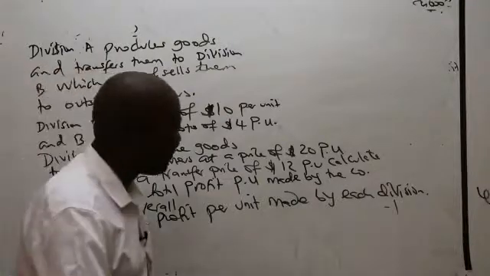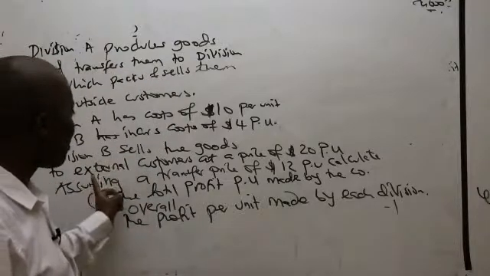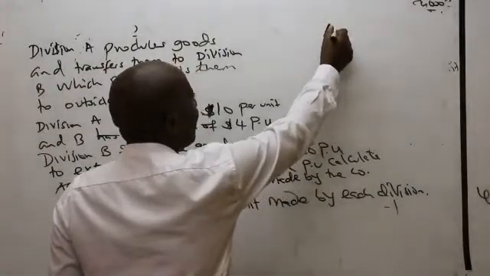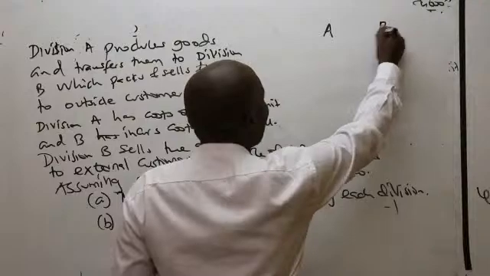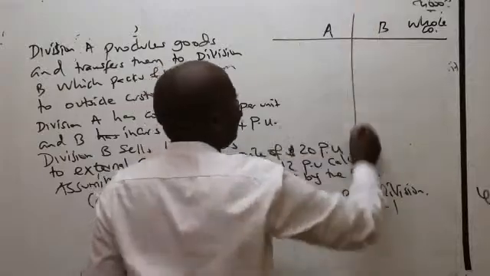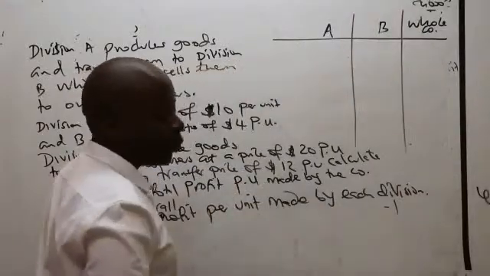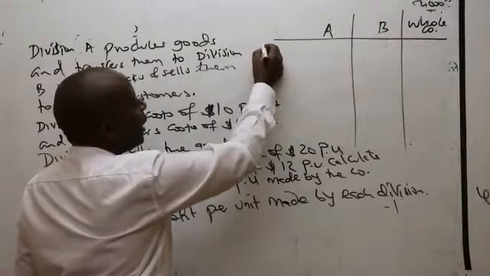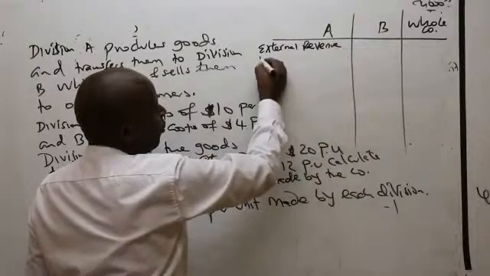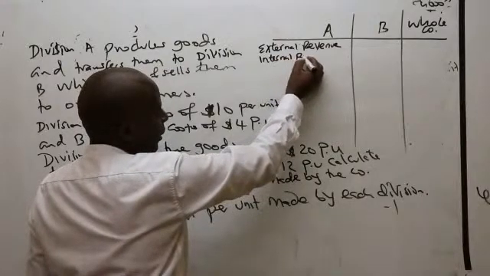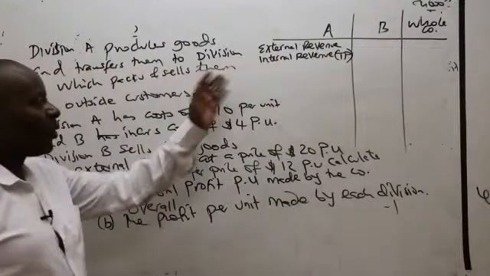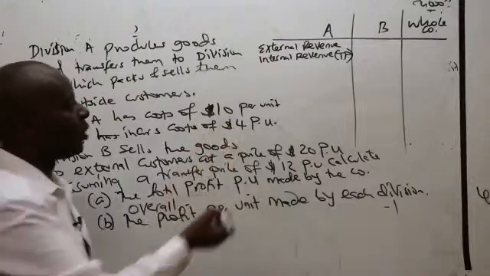For the whole company. Ladies and gentlemen, because there is only one product being sold in between here, I would rather come and make my profit statements like this. So we have company A, we have division B, and then we have the whole company. So I'm going to have 2 types of revenues. I'm going to have external revenue, and I'm going to have what we call internal revenue, also called the TP, and then we go to the costs.